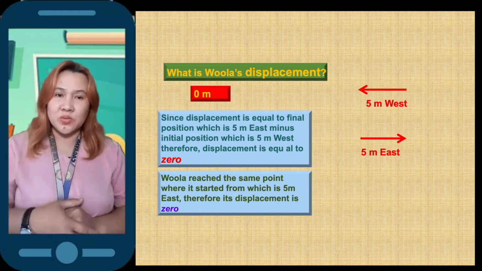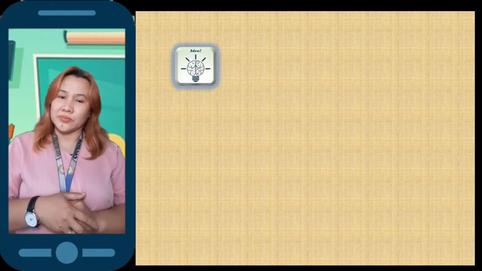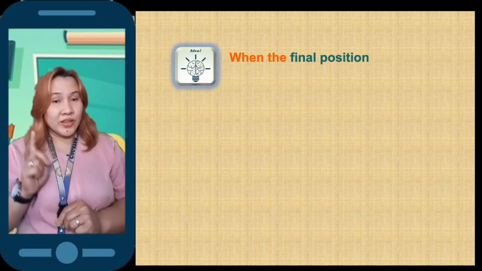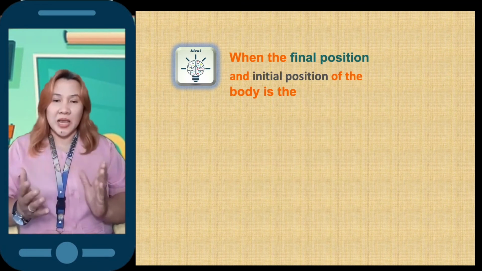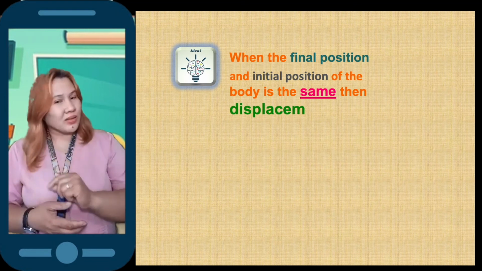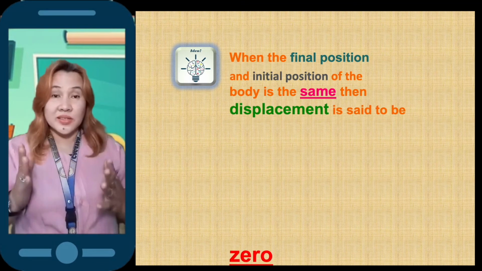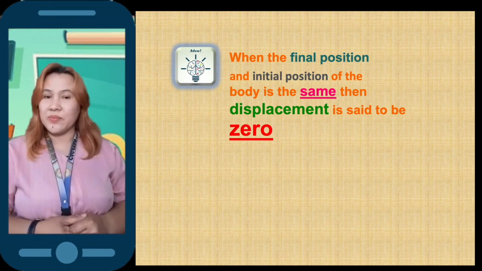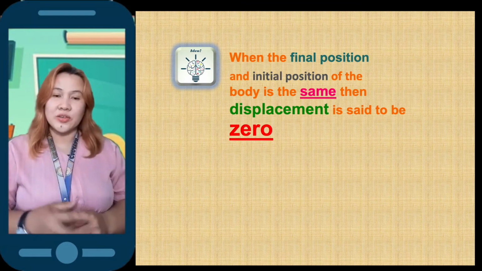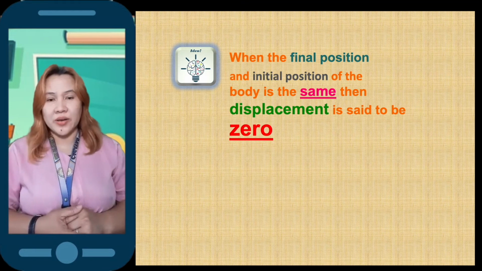When will displacement be equal to 0? When the final position and the initial position of the body are the same, then displacement is said to be 0.